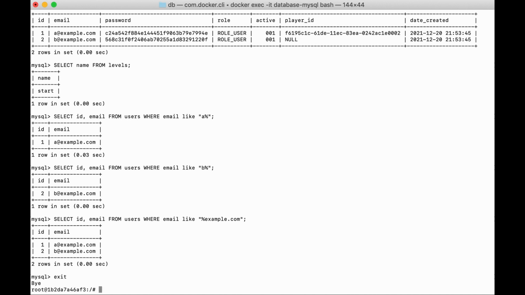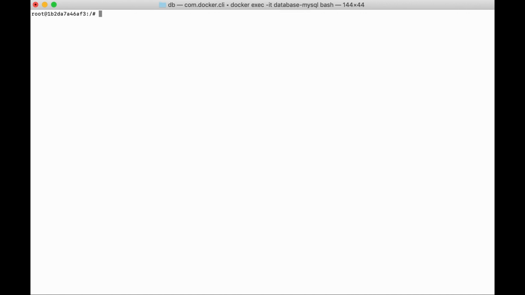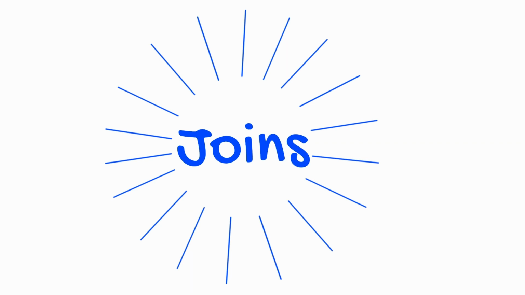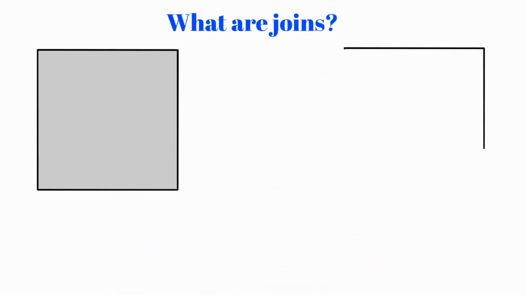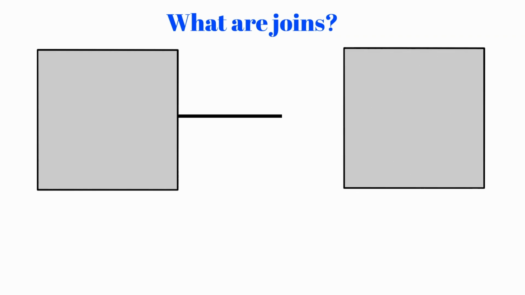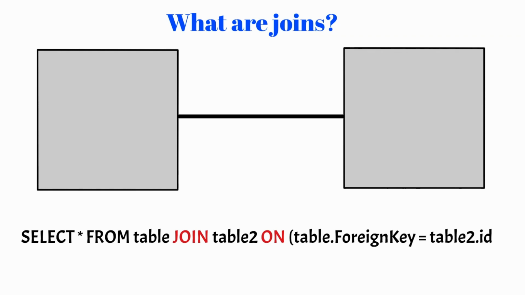Now we should extend the possibilities of select by checking how the join statement works in MySQL. When we need data based on 2 or more tables, we need joins. In MySQL we use the join statement with ON, which gives the condition on what we want to join, usually table 1 foreign key equals table 2 ID.